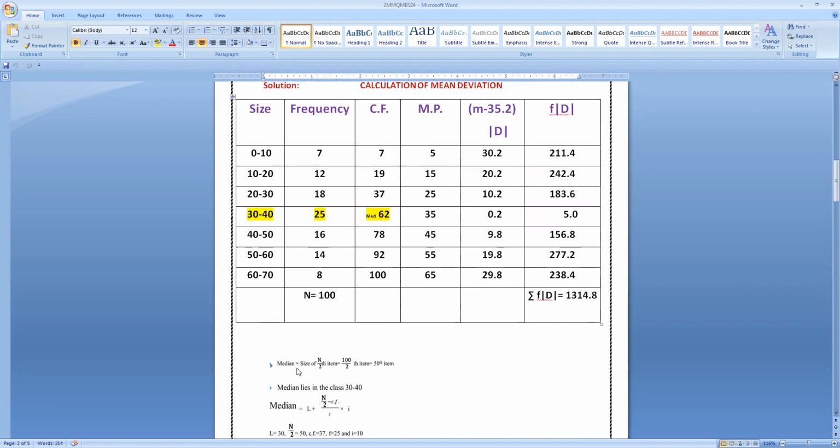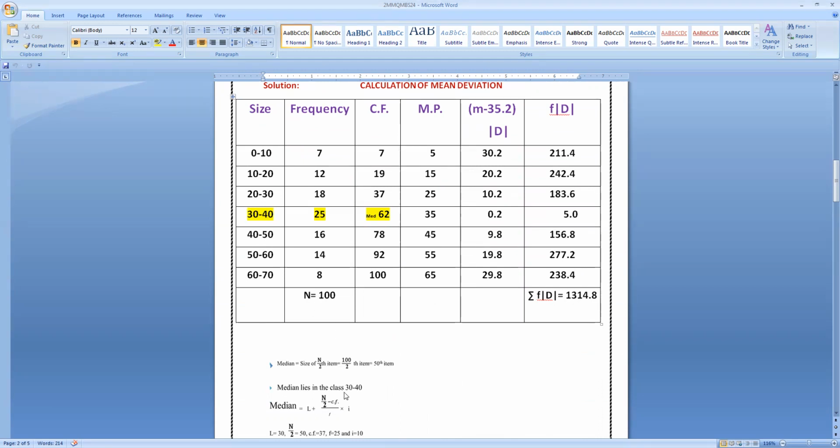Median, in continuous series, is the size of the n by 2 item. N means here we have substituted the values of class interval in the first column and the next column contains the frequency. The total of frequency is nothing but 100. So 100 by 2 is the 50th item.